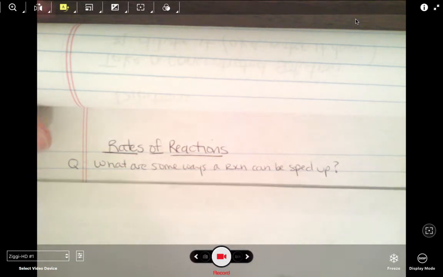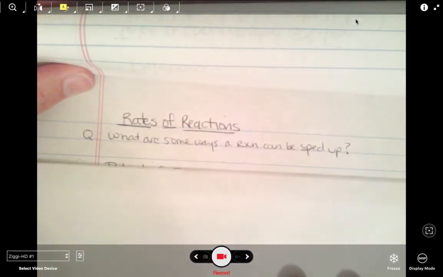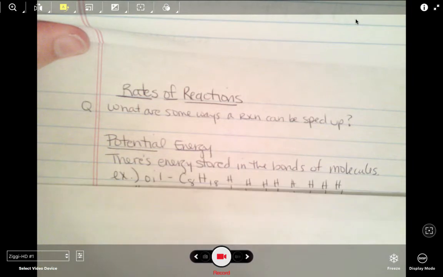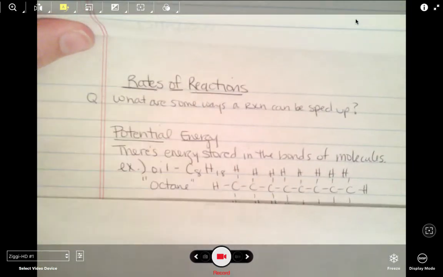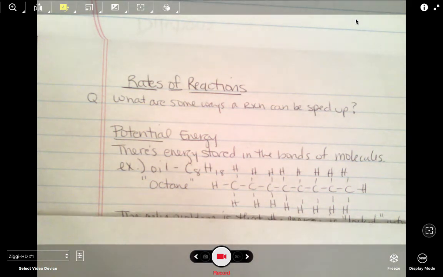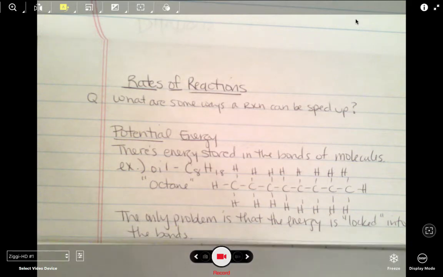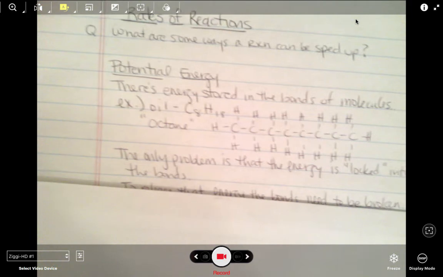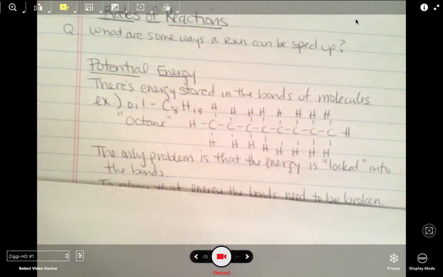First of all, let's talk about what's in a chemical bond. There's always potential energy stored in the bonds of molecules. Here's an example: octane, which is just gasoline, a very simple hydrocarbon with 8 carbons and 18 hydrogens. This fossil fuel is easily combustible. However, on its own, it's generally in the liquid form.